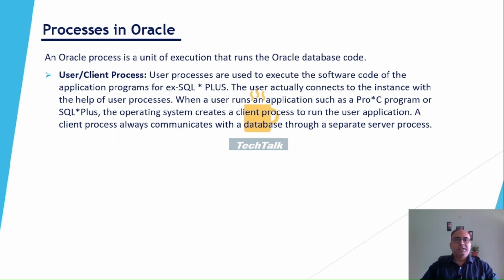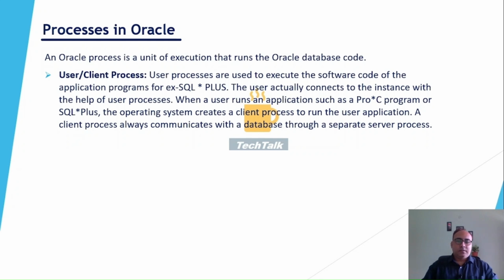This process is used to execute the software code of the application program, for example SQL*Plus, a console from where we can invoke any sort of SQL code. When a user runs an application, the operating system creates a client process to run the user application. This user process always communicates with the database through a server process, as we discussed during the architecture discussion. So the user process goes to the server process, and the server process interacts with the database instance.